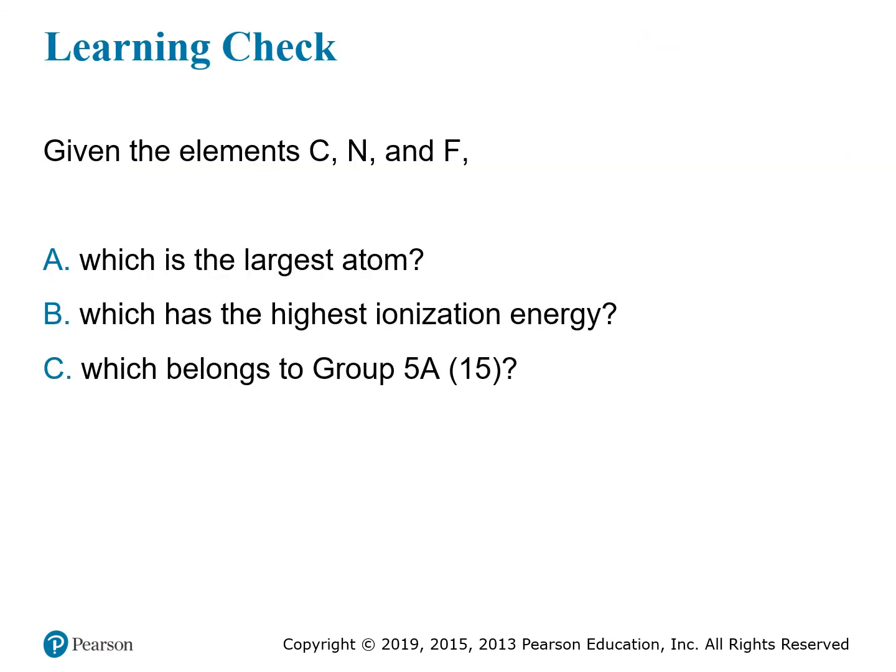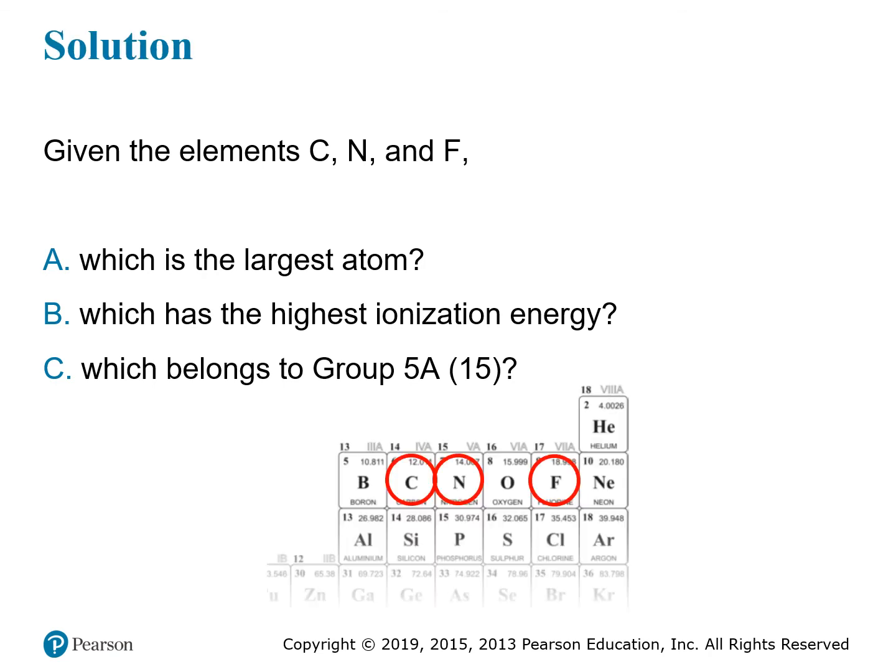So as an example, imagine you're given the elements carbon, nitrogen, and fluorine. Which is the largest atom, which has the highest ionization energy, and which belongs to group 5A or 15? These are all questions that you can answer just by looking at a periodic table. Here we can look at the relevant part of the periodic table. We don't need to see the whole thing. All of these are in period 2 in the P block.